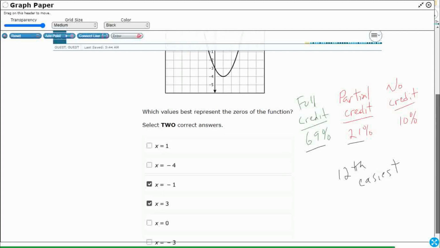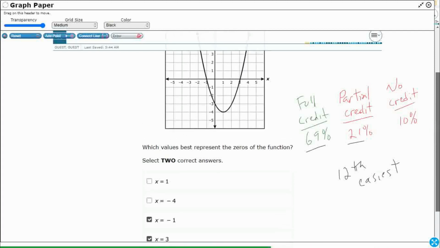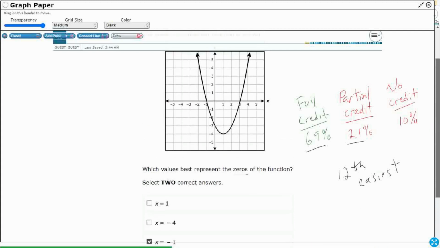So there was 10% that had no credit, and I really think that issue does come from not understanding what that word zeros means. Now, if we can recognize that zeros are solutions, are the x-intercepts, then things like this become easy. It's just a matter of drilling that vocabulary into students in multiple forms.